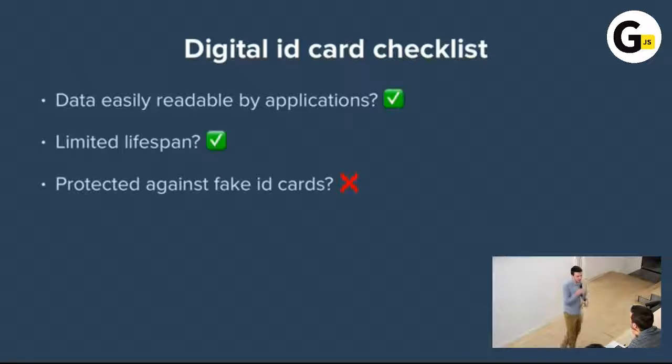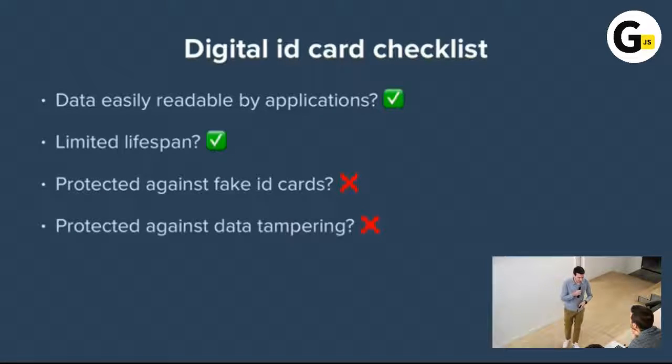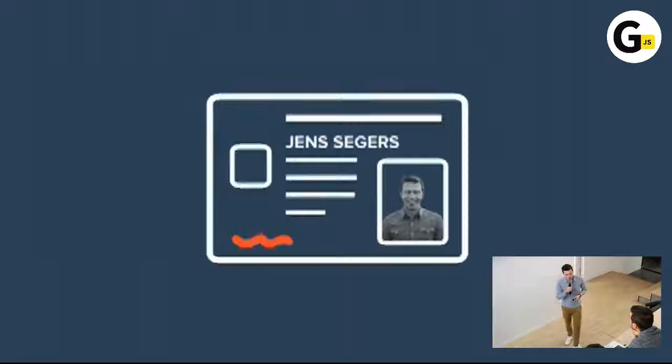But are we protected against fake ID cards? Nope. Are we protected against data tampering? Still not. It's just JSON. We can change whatever we want, base64 encoded, but it's still not protected. So we need to figure out a way to have a signature printed on our ID card by the government saying, this is what I issued, this is what is in here. This signature needs to prove the authenticity, so that it's issued by the government, and also the integrity, that whatever was on there hasn't been changed since the government issued it to you.